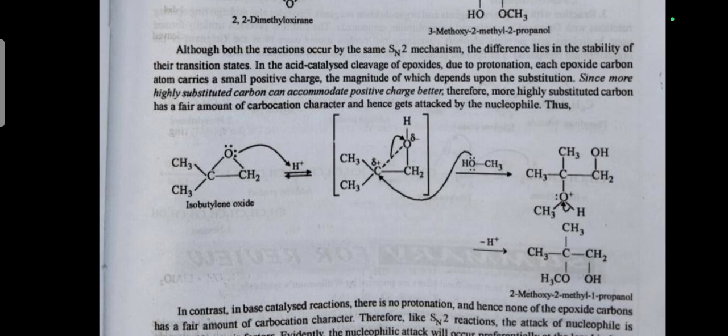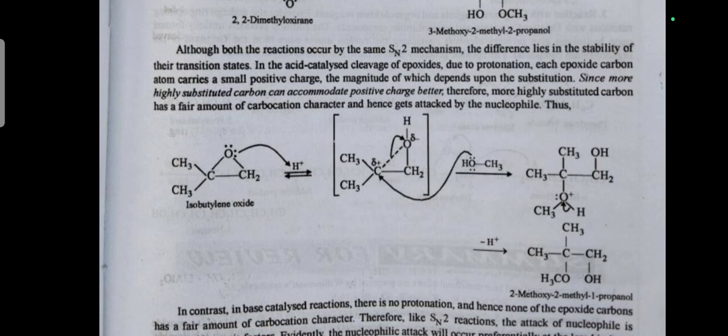In the acid catalyzed cleavage of epoxides, due to protonation, each epoxide carbon atom carries a small positive charge, the magnitude of which depends upon the substitution. Since more highly substituted carbons can accommodate positive charge better, the more highly substituted carbon has a fair amount of carbocation character and hence gets attacked by the nucleophile.